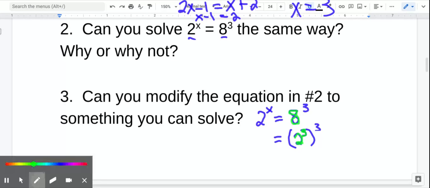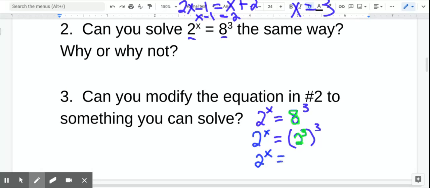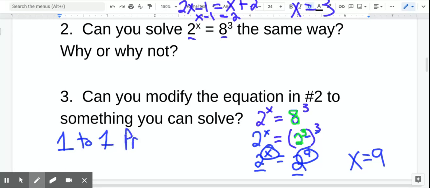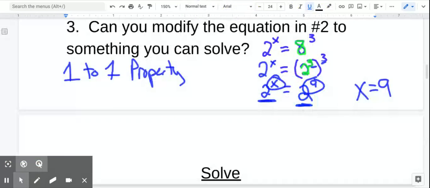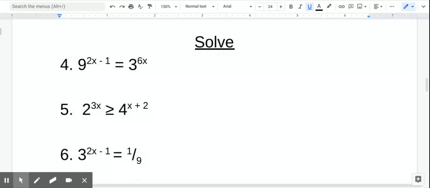Now, that other 3 on the outside, I didn't do anything with that. So now what I have is 2 to the x equals, and these 3's, I can multiply them. That's 2 to the 9th. Now I have the same base, so I can ignore those and say, look, since the bases are the same, the exponents have to be the same, so x equals 9. We call this the 1-to-1 property. If your bases are the same, 1-to-1, that means your exponents have to be the same. So we're going to practice manipulating some of our problems so we can use that 1-to-1 property to solve them.